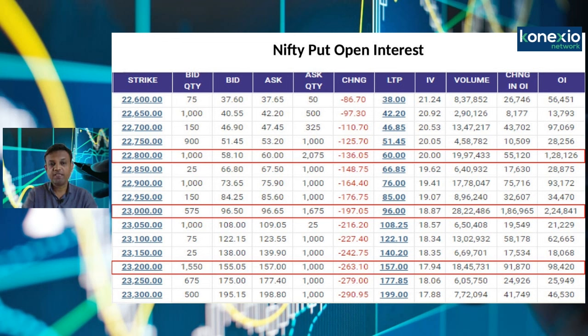Now, on immediate basis, 23,200 could act as a very strong support area. If that is broken, and if Nifty manages to close below 23,200, then there are chances that Nifty might slip down to the levels of 23,000, then the 22,800 mark, and between 23,000 and 22,800, that could be the area where one can go long or start building long positions.